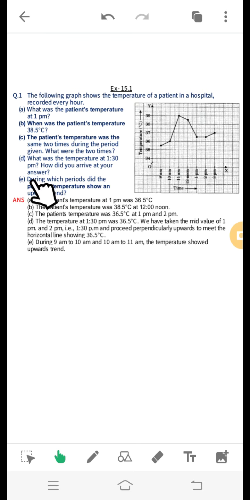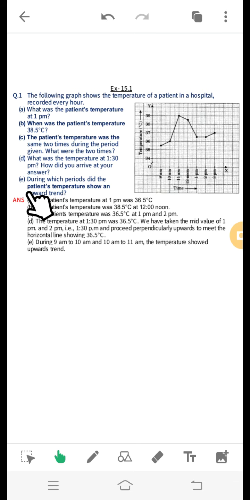D. What was the temperature at 1:30 p.m.? How did you arrive at your answer? We have to check in between 1 and 2, at 1:30, and then check here. The temperature is 36.5 degrees Celsius. The temperature at 1:30 p.m. was 36.5 degrees Celsius. We have taken the mid value of 1 p.m. and 2 p.m., that is 1:30 p.m., and then proceed perpendicular upwards to meet the horizontal line showing 36.5 degrees Celsius.